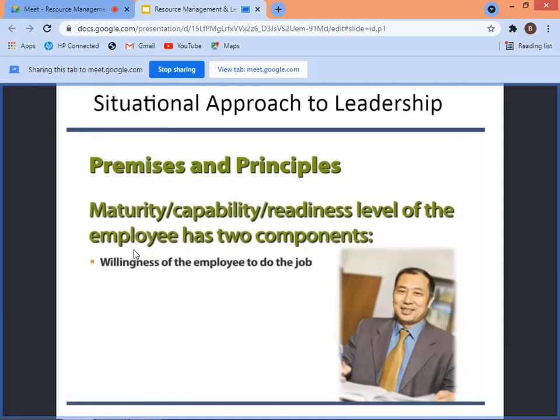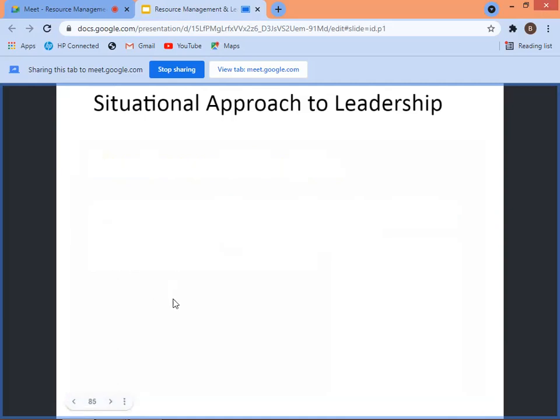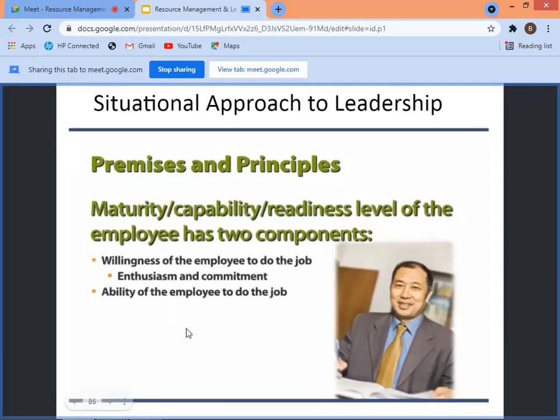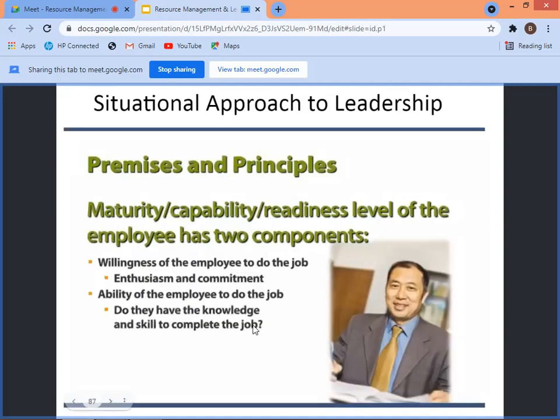So if you are motivated, then you are most willing to do the job. You have enthusiasm and commitment. You are committed to the work. You're happy. You enjoy your job. Okay. So you have the willingness. The other one is the ability of the employee to do the job. Ability means skills. Can you do the job? Do you have the knowledge and skills to complete the job? If you have willingness and ability, then you have the maturity. Then you are most ready to do the job.